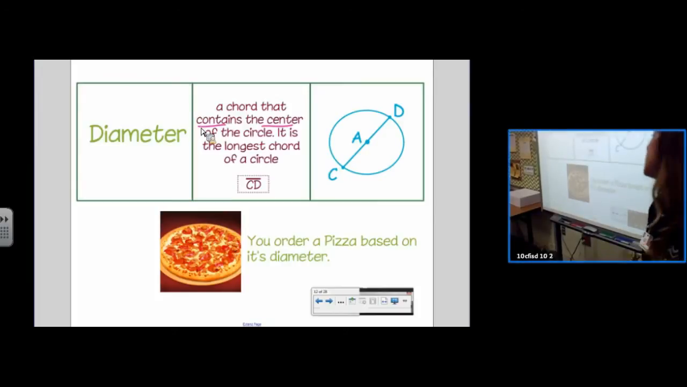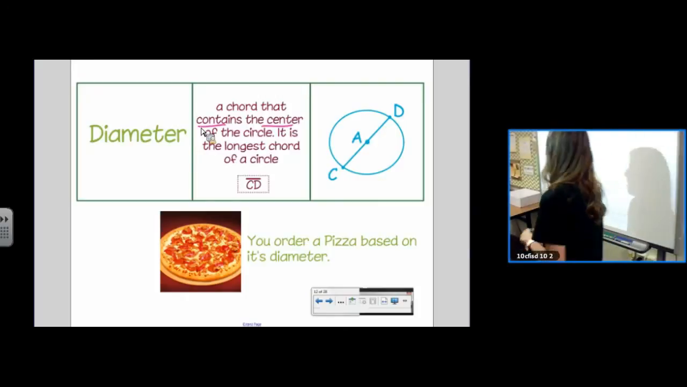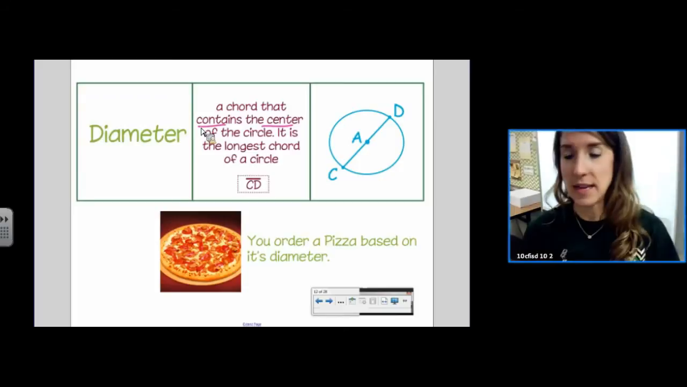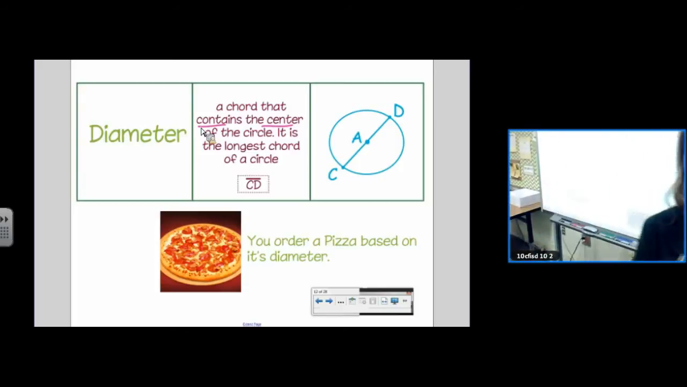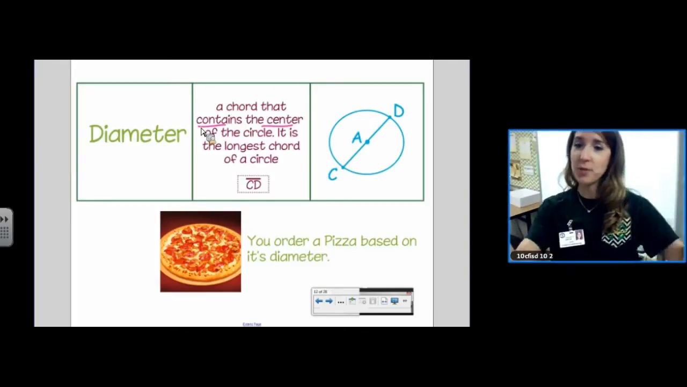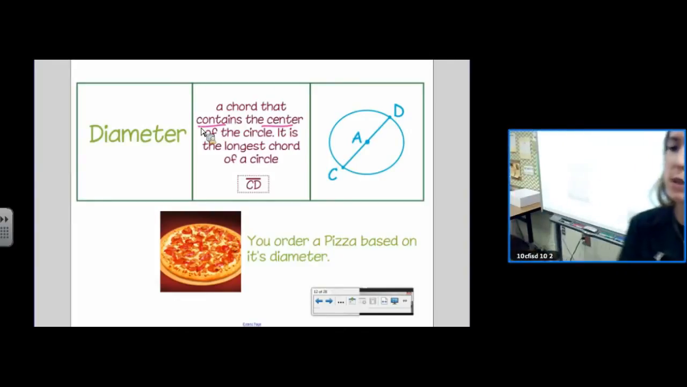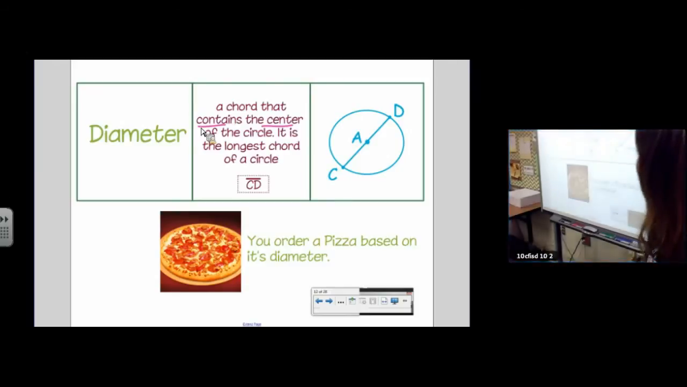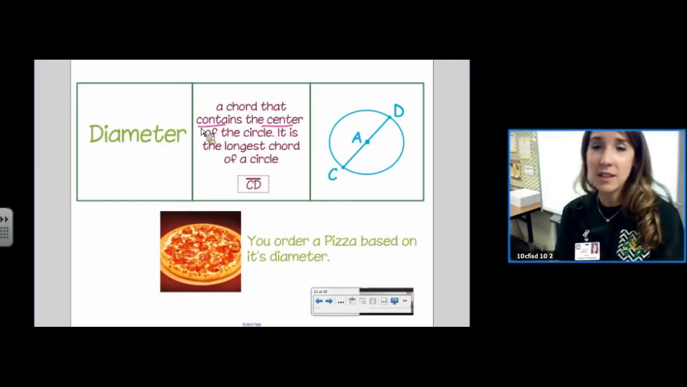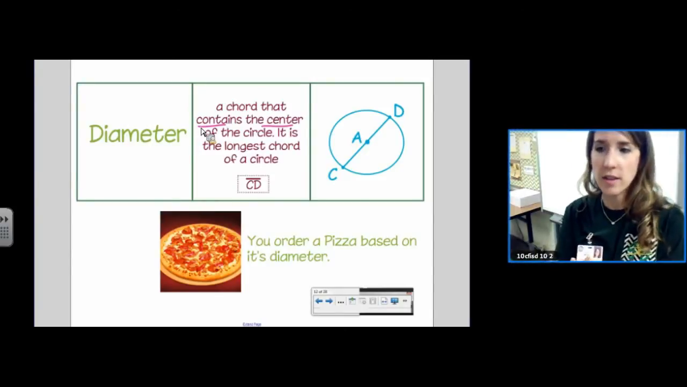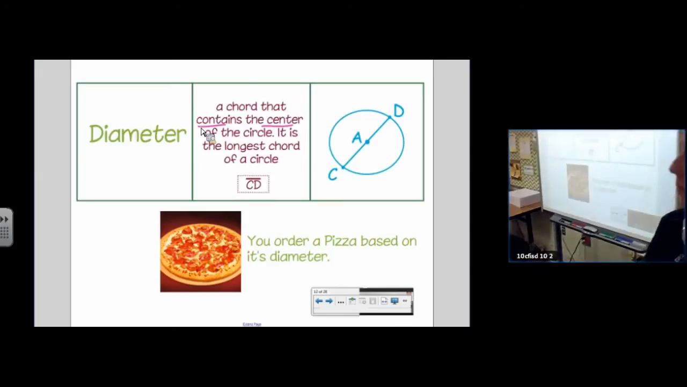When you order pizza, if you order a 12-inch pizza or 14-inch pizza, they are measuring the diameter of the pizza. They're not measuring the circumference. They're not measuring a chord. It has to go through the center for them to say that that pizza is really a 14-inch or whatever. A diameter is the absolute longest chord you can have. You cannot draw a chord that's longer than the diameter. It's as long as it gets. Let's move on.